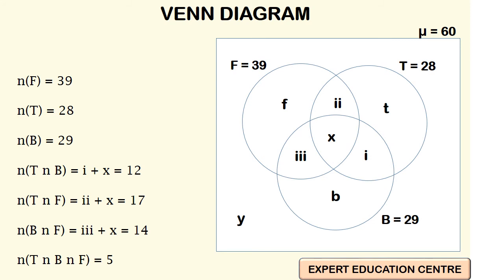Using Venn diagrams makes it a lot easier. It was very difficult getting those things together, but with the Venn diagram, we are able to see how these things relate. We begin with the universal set having 60 women. And then F representing football, 39 women that watch football. Then 28 women watch tennis and 29 watch basketball.